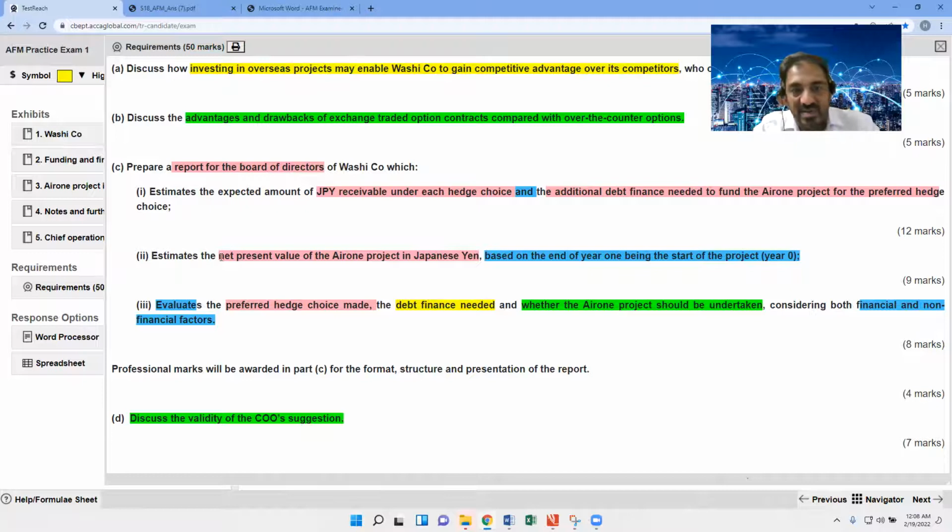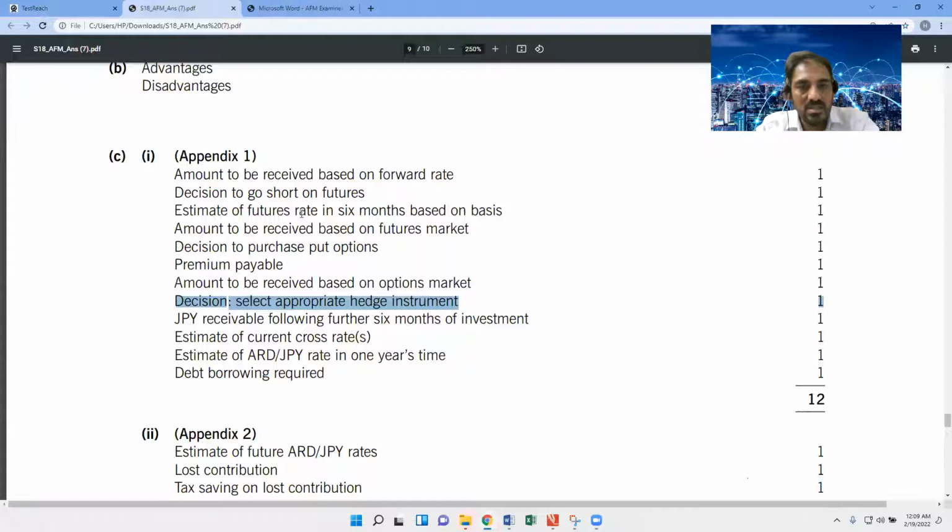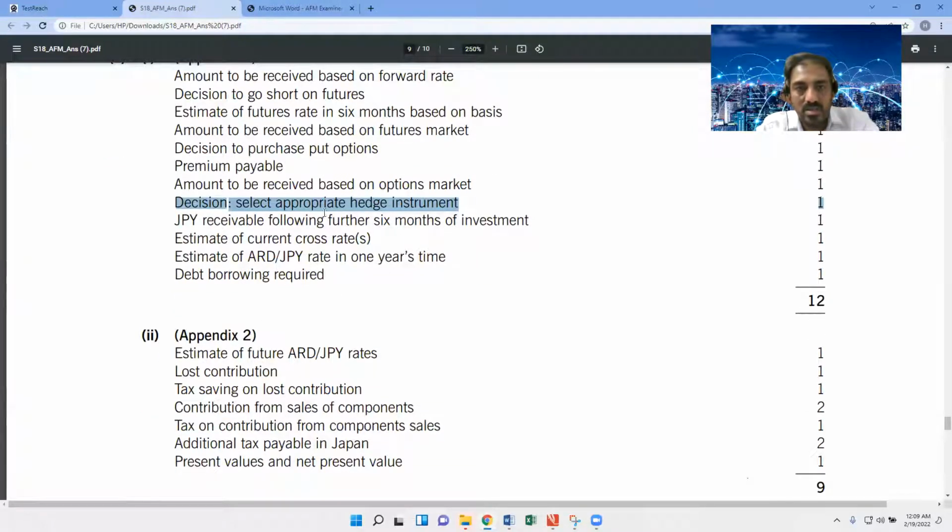Now the next requirement is about NPV. Estimate the NPV of the Japanese yen. That is the foreign currency investment appraisal. Furthermore, before starting that second part, you have to identify whatever hedge amount we have to invest for a further 6 months, the amount calculated by 6 months apportionment of the deposit, 1 mark. Estimate cross rates, 1 mark. 1 year time cross rate, the forward estimated spot, 1 mark. Debt borrowing required, 1 mark.